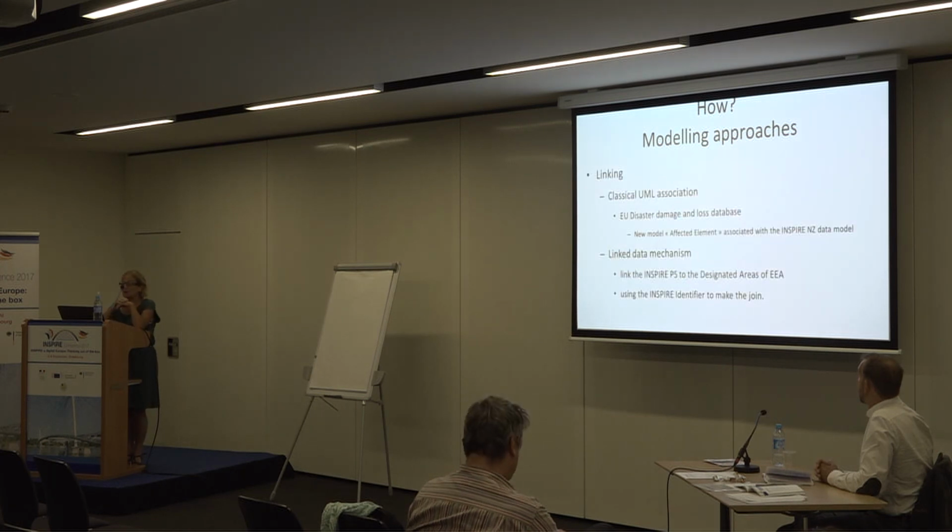We also had some experience about linking. Of course, this may be done by classical UML association. I think we have two examples in the room. One was from the EU disaster damage and loss database. It was a new model about affected elements that was in fact associated with the INSPIRE model on natural hazard zone. So it was just a classical UML association.